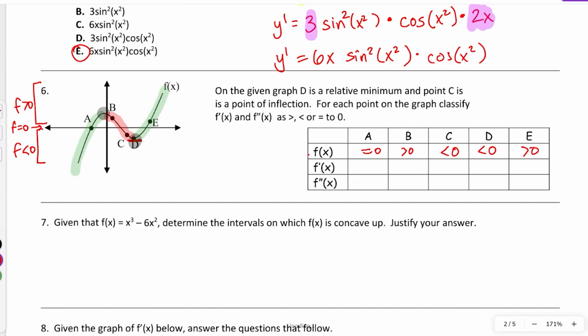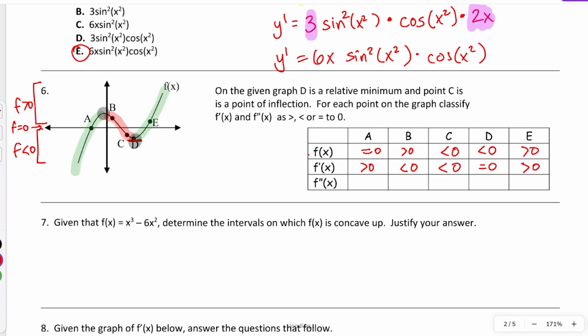Okay, so A is going to be on an increasing part of f, so the derivative is going to be positive. B is on a decreasing interval, so it'll be negative. C is also on that decreasing interval, so it's negative. D is a local extreme, specifically a minimum, and so the derivative will be 0. And then finally, E is on an increasing piece, so f prime will be greater than 0.